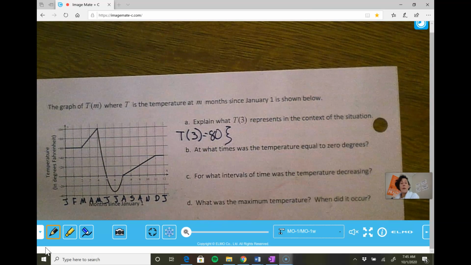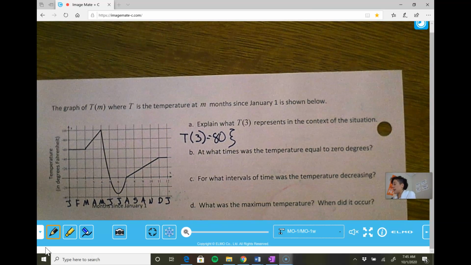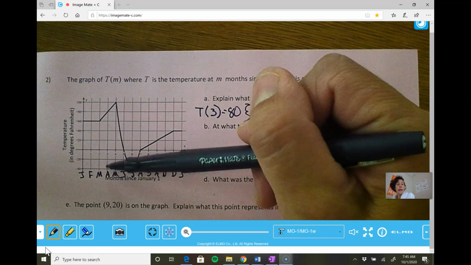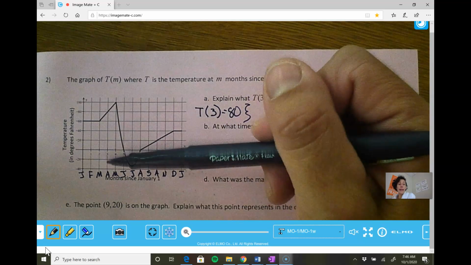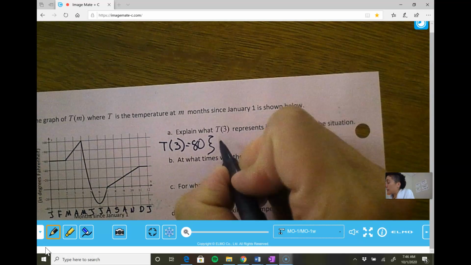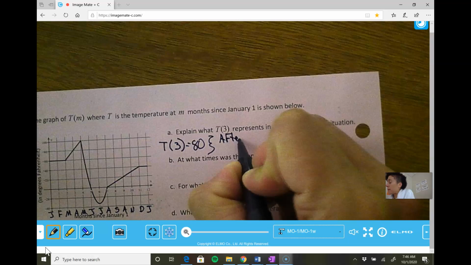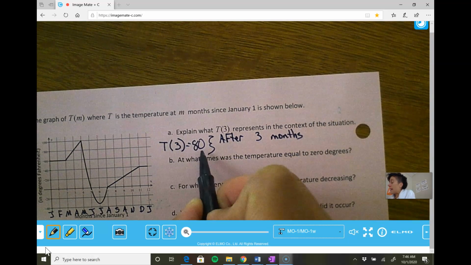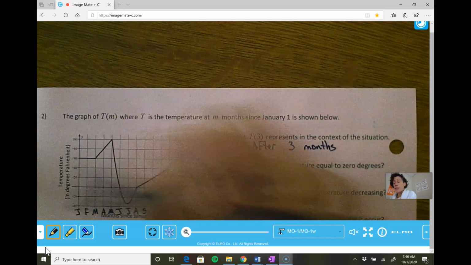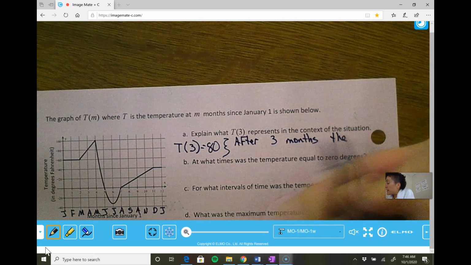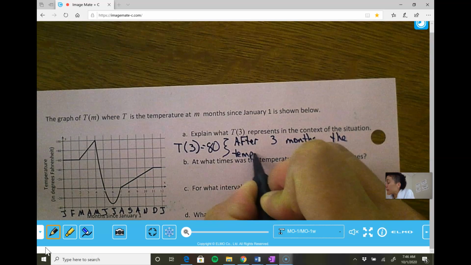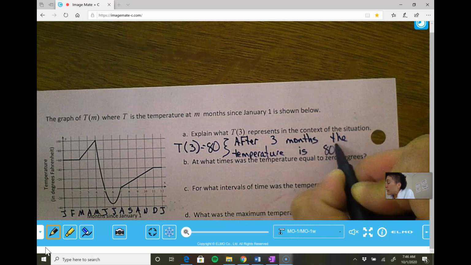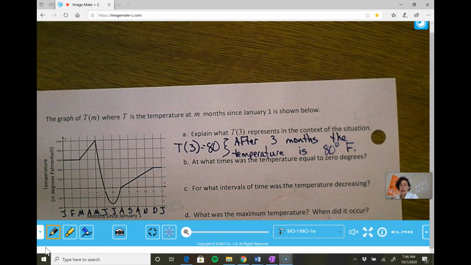And now what I want to say is, what does this mean in context? So I got a couple of ways I could do this. Since it is April, I could say in April, or I could say after 3 months, and I'm just going to stick with that one. After 3 months, and then the Y value that I got, that's my temperature. I'll say the temperature is 80 degrees, and then I'll just put an F for Fahrenheit behind it.